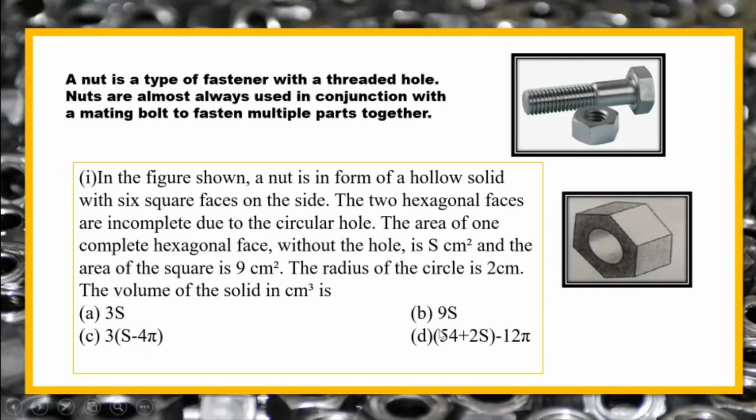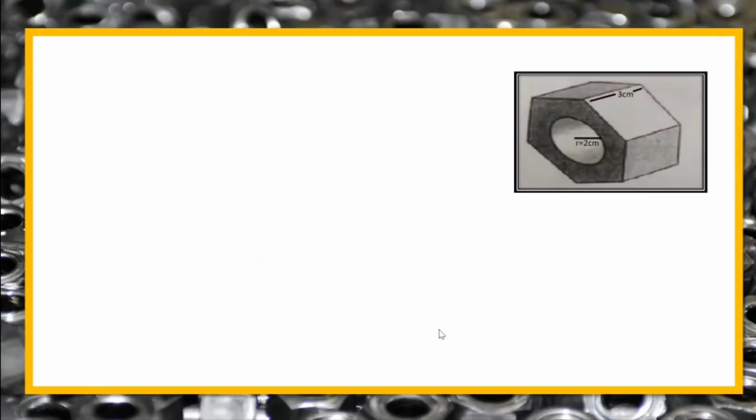So let me try to solve the question. This is the first subpart. As I told you, there will be five subparts, so this is the first one among them. Here, this square of area 9 centimeters square is of side 3 centimeters. Radius is how much? 2 centimeters. So what will be the volume of this solid? The volume of this solid will be equal to the volume of this hexagonal solid minus the volume of this inner cylinder. Now how to find out the volume of this hexagonal solid?